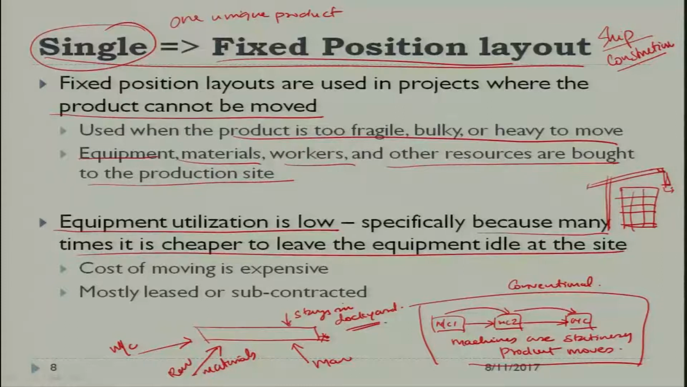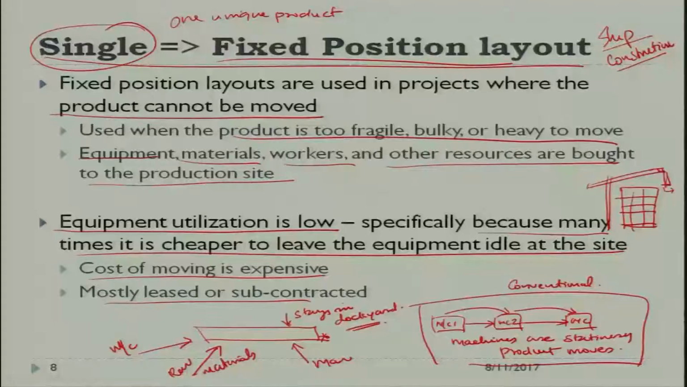The reason is the cost of moving is very expensive, and most of the time such equipment is leased or subcontracted, and hence if you want to make this a sustainable process, then the strategies that are required are quite different. And the same way for the other systems, the conventional system where the machines remain stationary and the product moves, the approach will be different.